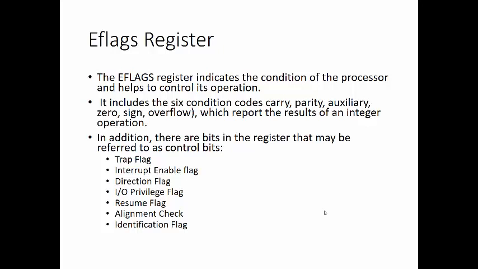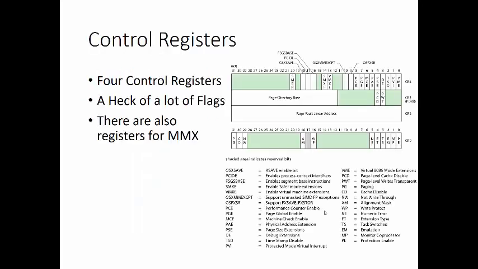This particular instruction provides information about the vendor, family, and model of the processor. And there are also 4 control registers, which have a heck of a lot of flags that you can see there in the lower right, and there are also registers devoted to multimedia. If you want to see the details of all these different flags, they're on pages 320 to 321 of the text.